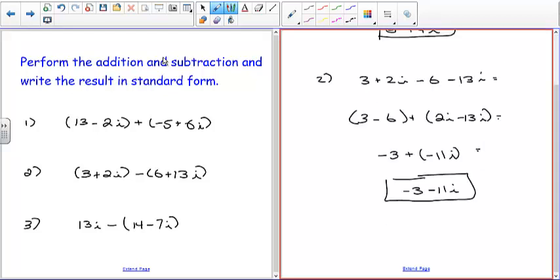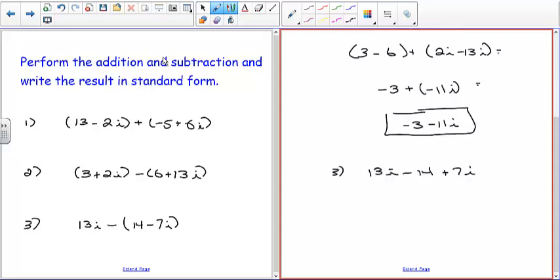And the last one, the first one only has an imaginary part. Again, I'm going to distribute this negative sign, so I'll get -14 plus 7i. So negative times the negative is positive. Then we can group the real and the imaginary parts. The real parts together, the imaginary parts together. There is only one real part, so nothing happens there. And then we add these two. 13 plus 7 is 20. So you get 20i.